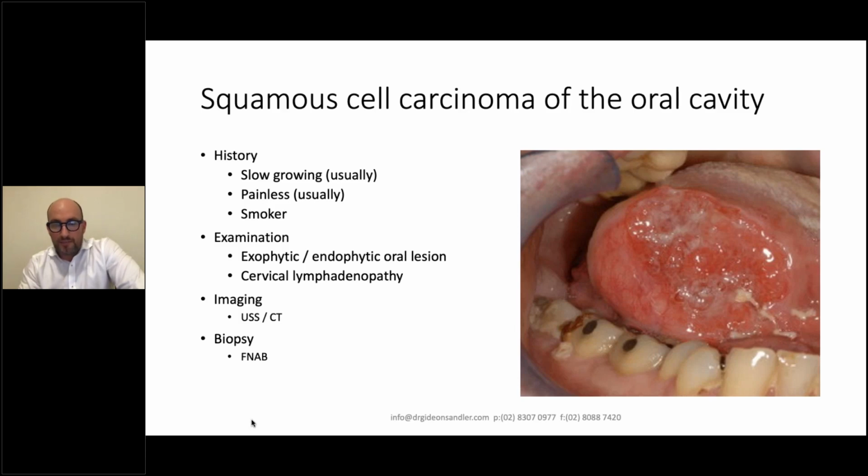Unfortunately, these tumours can metastasize early and quickly, and you may find bilateral cervical lymphadenopathy. The best way to investigate these is with ultrasound of the neck to define the neck lump, and then a CT scan of the neck and the chest, and then a biopsy. A fine needle aspiration biopsy will get the diagnosis of a metastatic squamous cell carcinoma, and then further investigations will be required prior to definitive management.